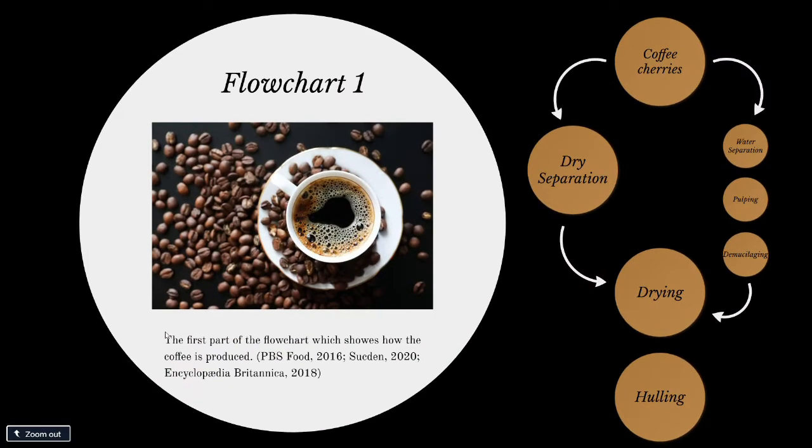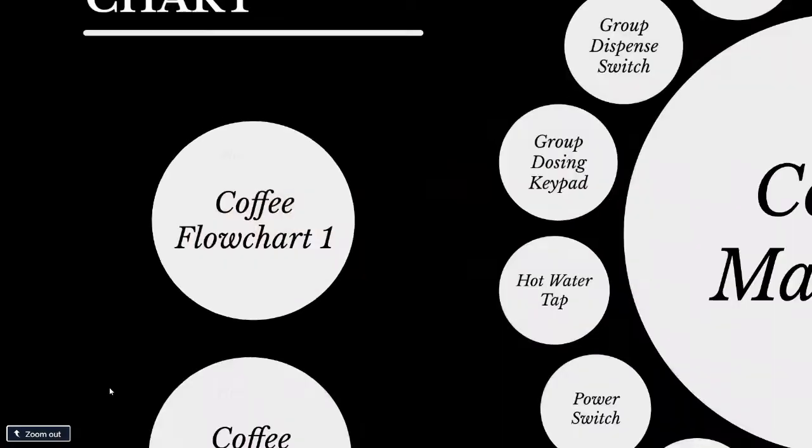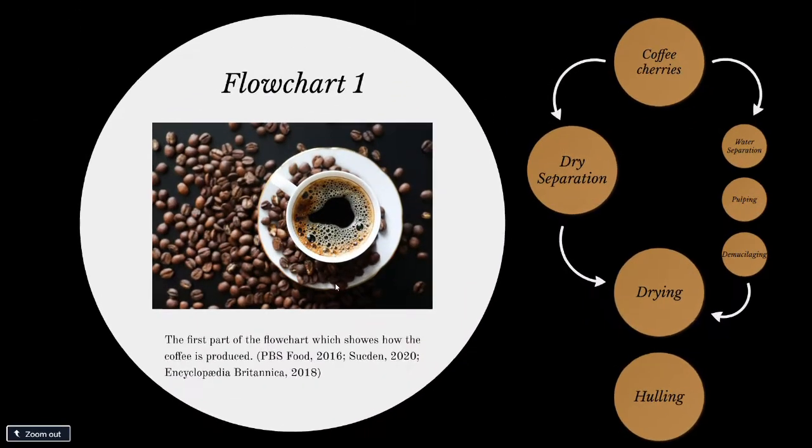Since my flow chart is pretty big, I decided to split it into two parts, and this is the first part of the flow chart, which shows how the coffee is produced. The information is taken from PBS Food 2016, Suzden 2020, and Encyclopedia Britannica 2018.